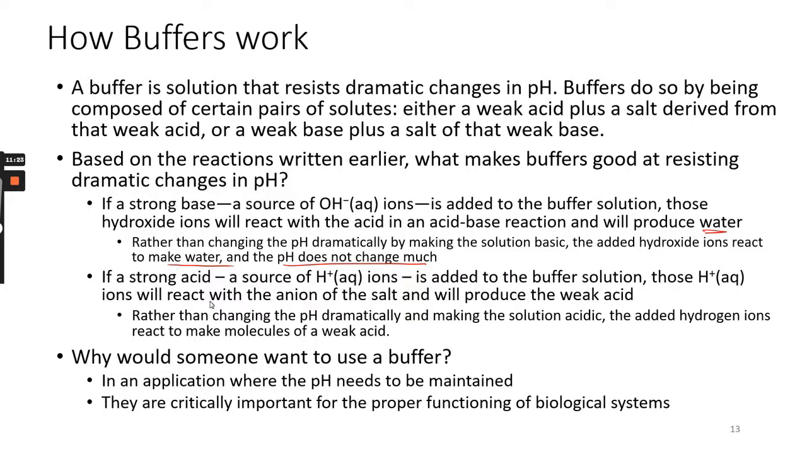Now let's take the opposite example. If you add a strong acid, which is a source of H plus, to the buffer solution, those H plus ions will combine with the anion of the salt, and that would produce more of the weak acid. And when it does that, it takes some of this H plus out of the solution. So rather than changing the pH dramatically and making the solution acidic, normally all that H plus being in there would be very acidic.